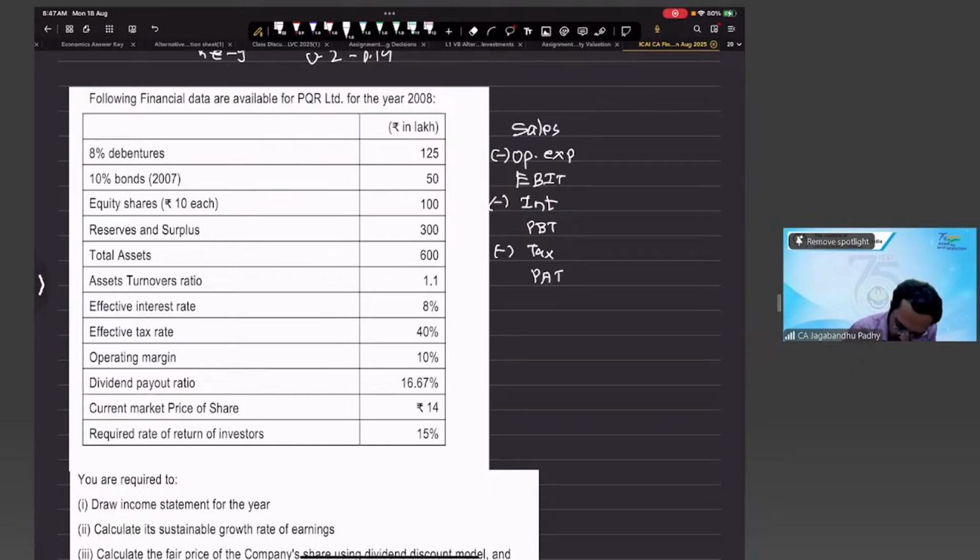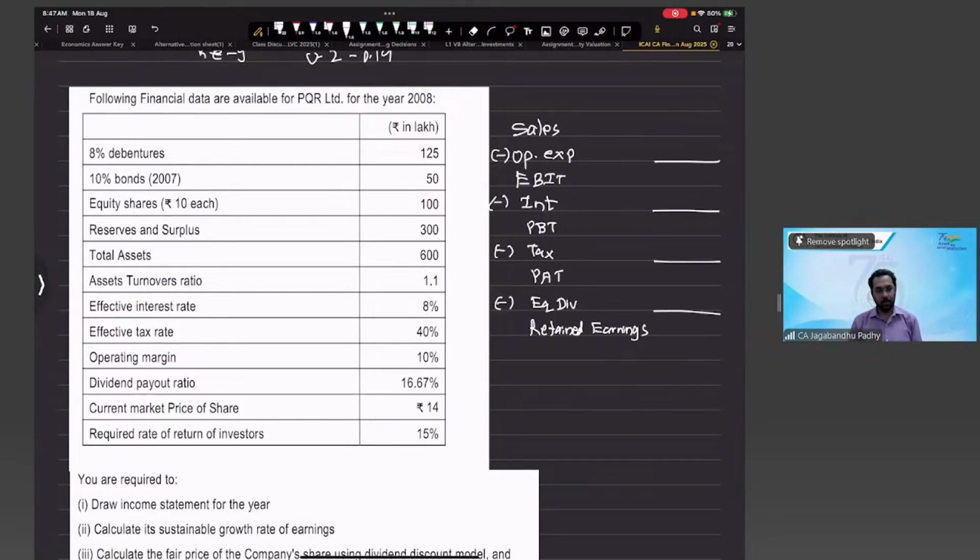And then you subtract the, do we have the preference share over here? No. So you have equity dividend, right? And then you have the retained earnings. So this is further subtracted. I think this is something that you should be able to do. Okay, try to get this. I'll just give you a couple of minutes for this.